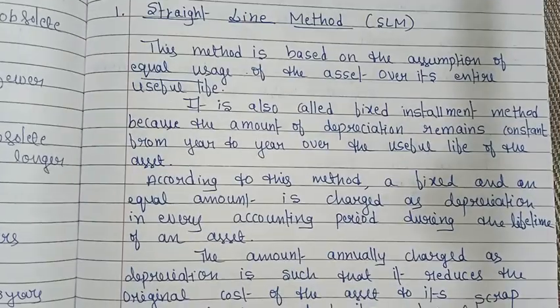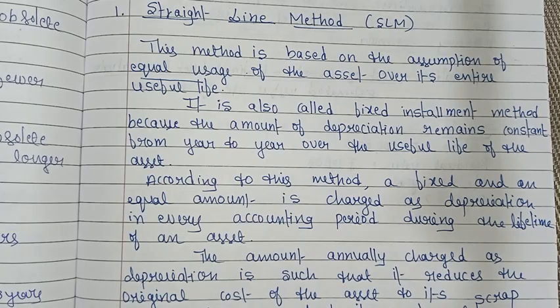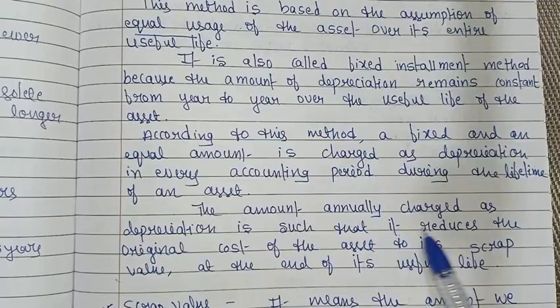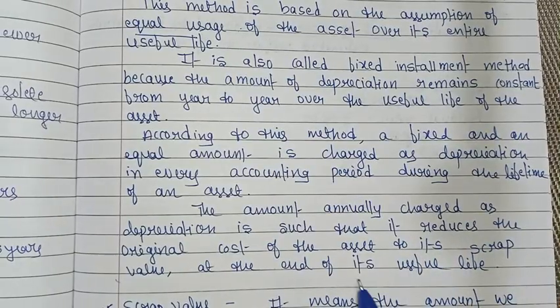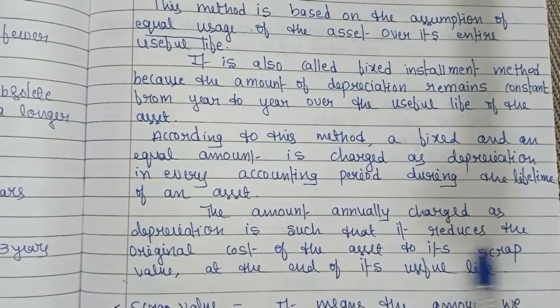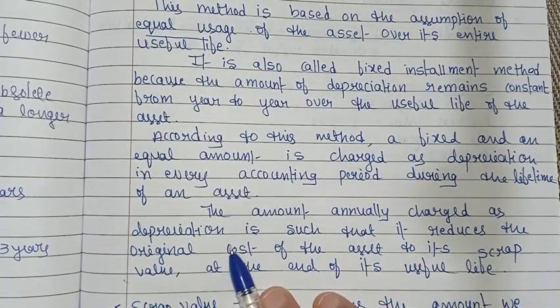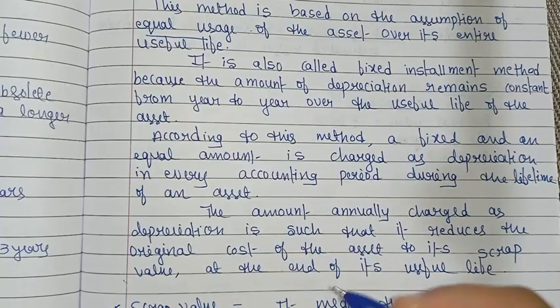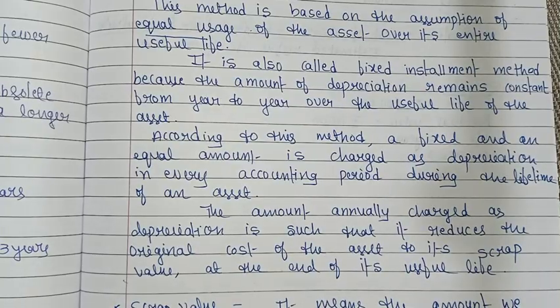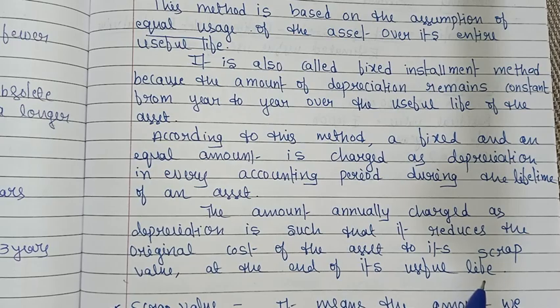Clear? So according to this method, a fixed and equal amount is charged as depreciation in every accounting period during the lifetime of an asset. The amount annually charged as depreciation is such that it reduces the original cost of the asset to its scrap value at the end of its useful life.